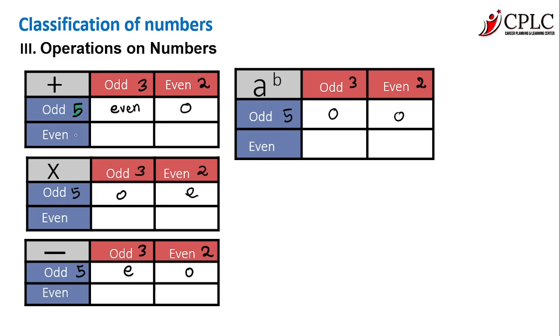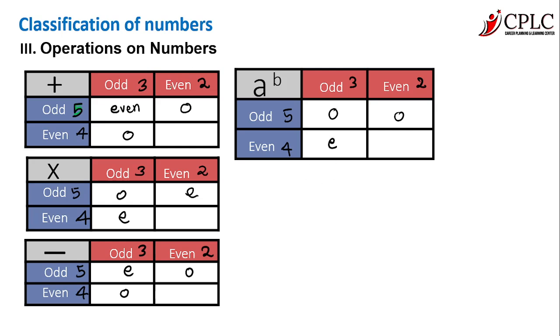Then first number even, second number odd. Let me take 4 and 3 for example. So 4 plus 3 is 7, that is odd. Then 4 into 3 is 12, that is even. Then 4 minus 3 is 1, which is odd. And 4 raised to 3, 4 cube is 64, which is again even.